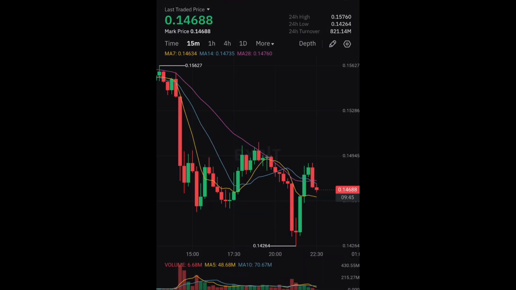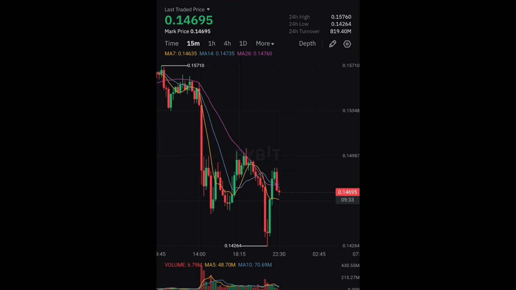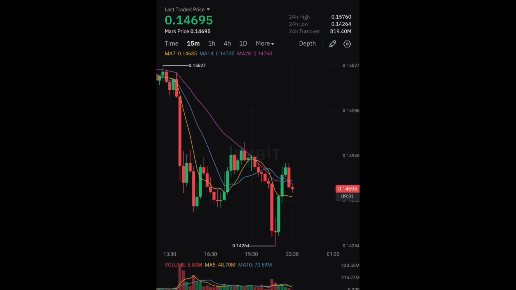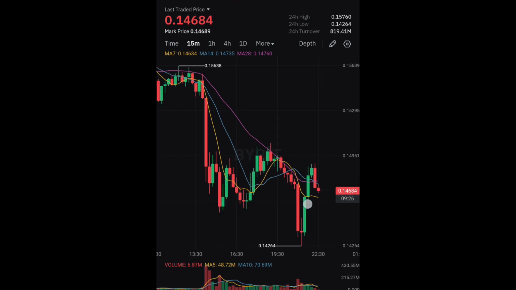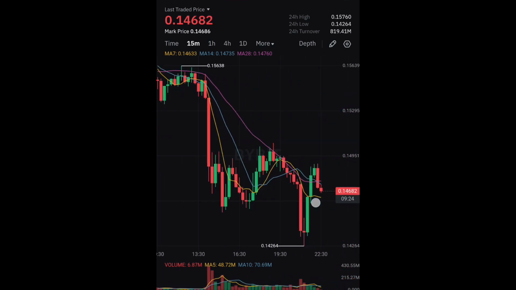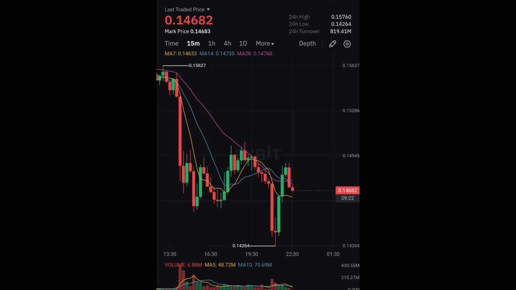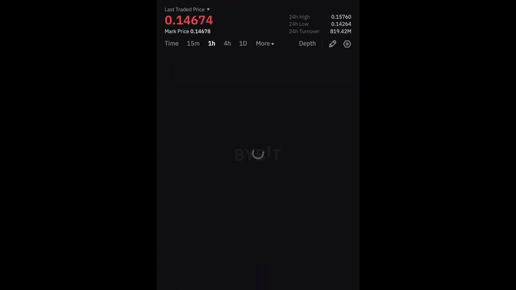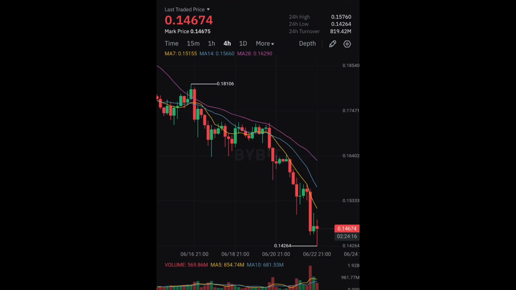In this chart, it might look a little bit complicated for you, not for me, right? What you'll be seeing here is the current movement and what is happening in the market. This candlestick you're seeing right now represents everything that is going on in the market. You can see we have it on 15 minutes, you can click on 1 hour, click on 4 hour, and click on 1 day.